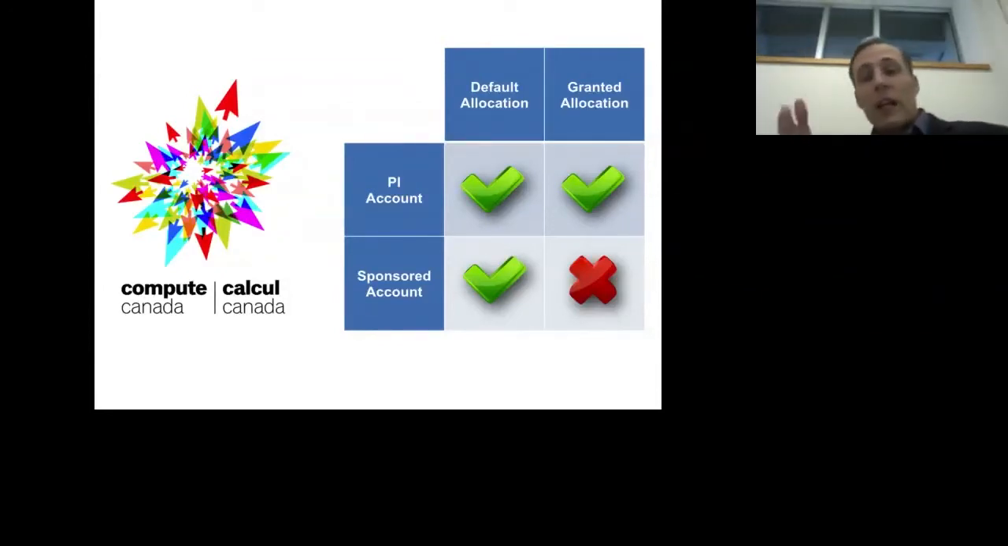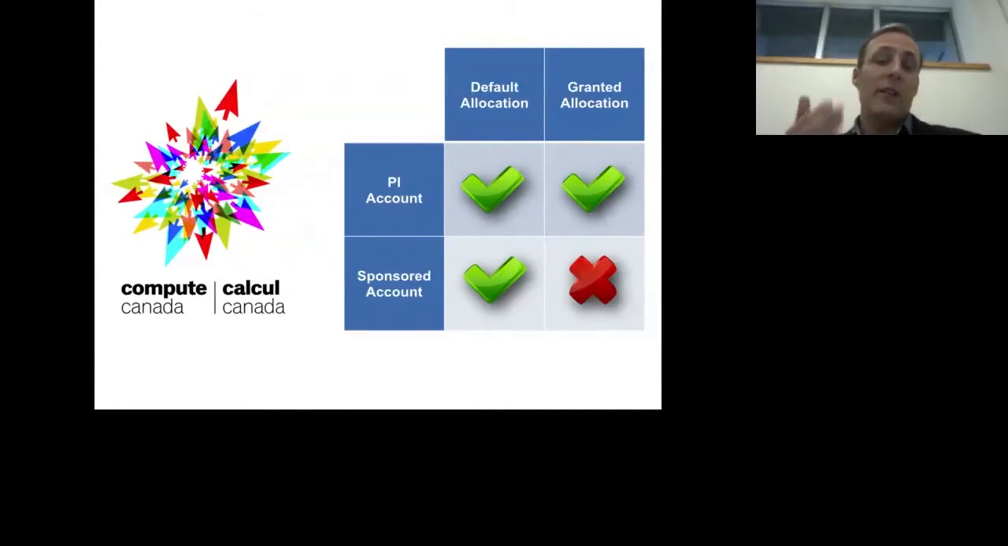There's two types of allocations. One is a default allocation, and you'll see here that this is available to both principal investigators and sponsored account users. So these are resources across all the Compute Canada systems that give you the opportunity to go in and set up some prototypes, some tests. If you only have some small work that you need to do, then the default allocation is often enough for people to get by.